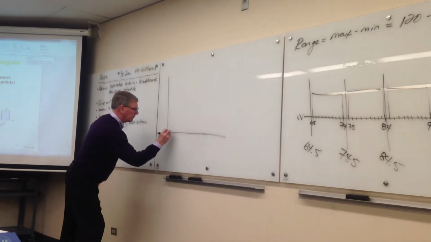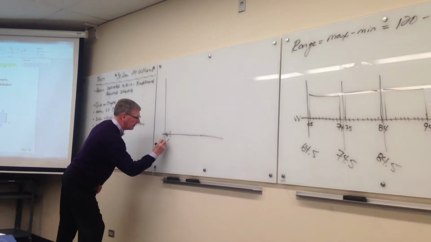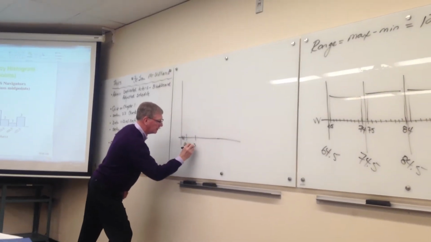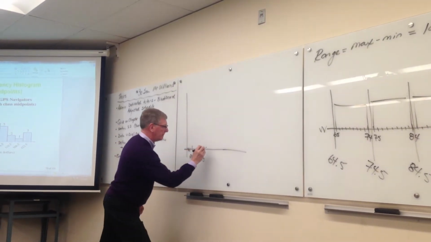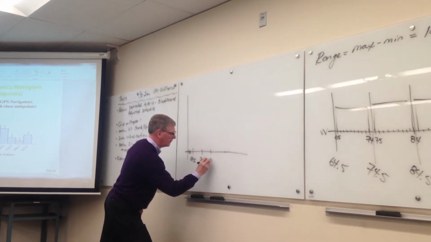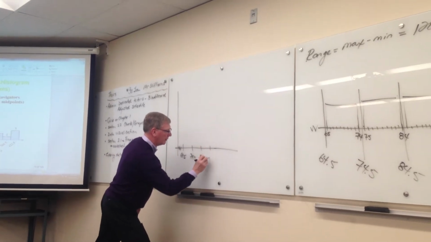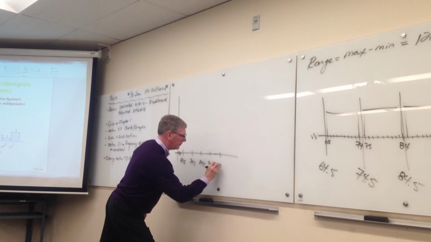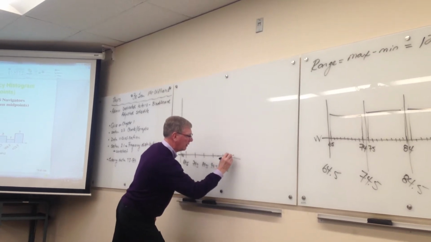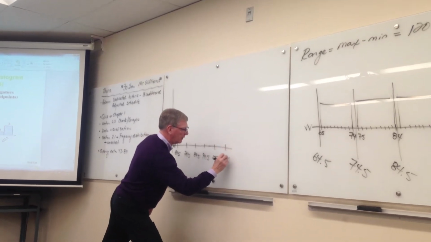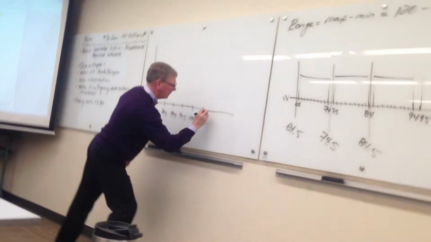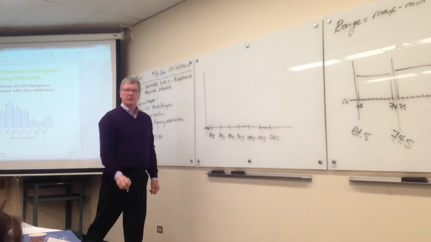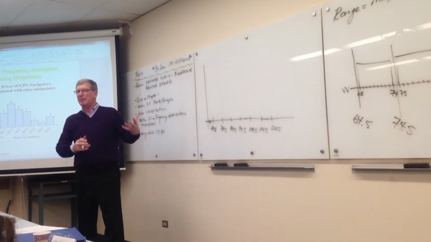And so I'm going to start my first boundary at, what did we say, 64.5. We go to 74.5. We go to 84.5, 94.5, 104.5, 114.5, and 124.5. Those are our boundaries, right? The lower and the upper boundaries of each one.